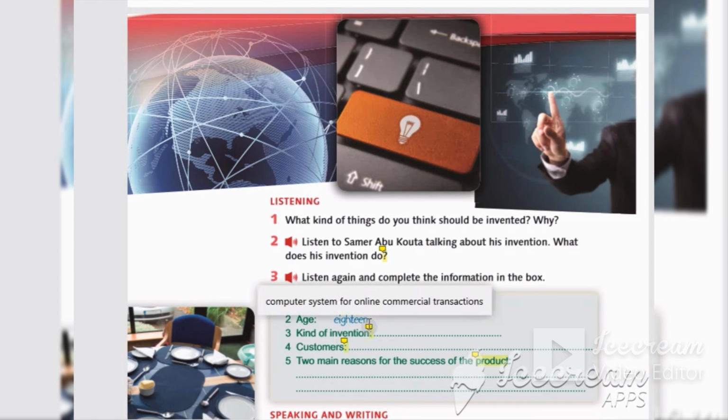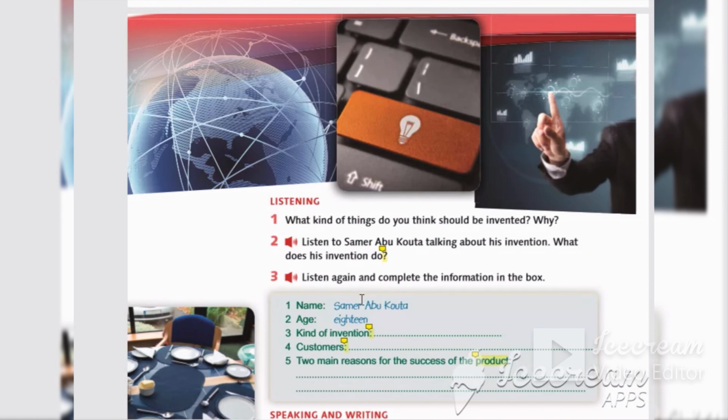شنو اختراعه يا مس؟ Now we will read: computer system for online commercial transaction. Again, what is his invention? Computer system, نظام computer for online commercial transaction. Very good. What is his invention again? His invention is a computer system for online commercial transactions.